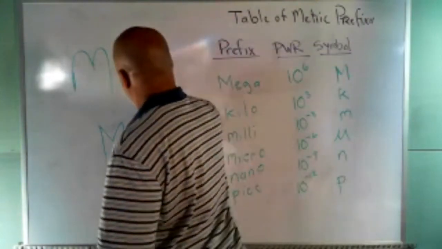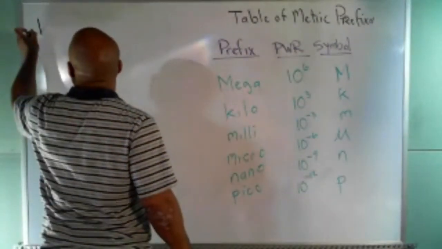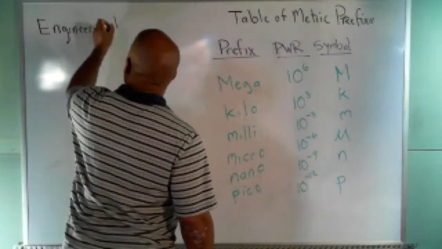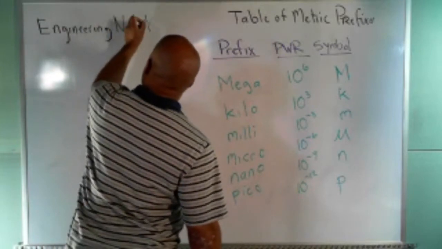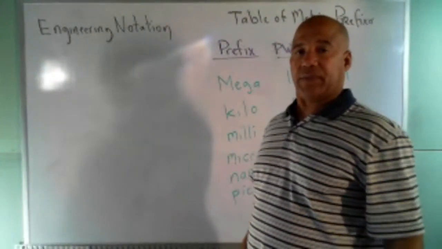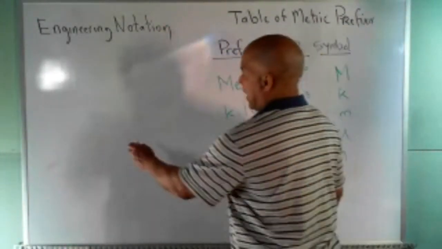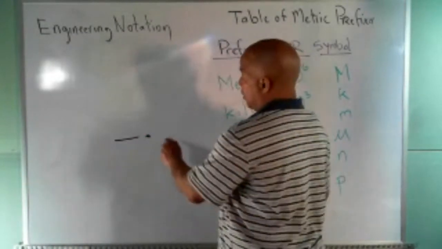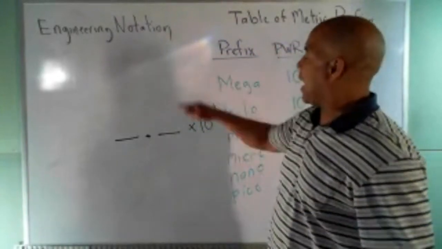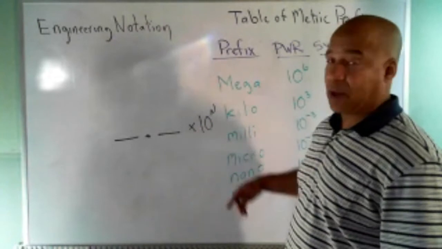So let's talk about engineering notation. I want you to think of engineering notation as a subset of scientific notation. In scientific notation, you can have one place to the left of the decimal, times 10 to the power. The way that power is determined is by how many times you have to move the decimal point, and which direction you moved tells you if it's negative or positive. We've done that just a little while ago.